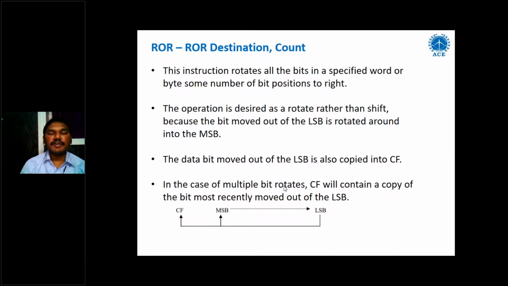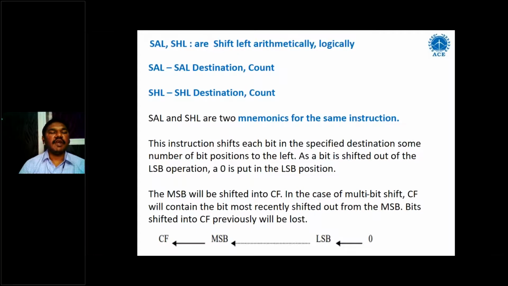In the case of a multiple bit rotate, CF will contain a copy of the bit most recently moved out of the LSB. If it is rotated repeatedly, only the most recently rotated bit of the LSB is copied into CF, that is the carry flag.